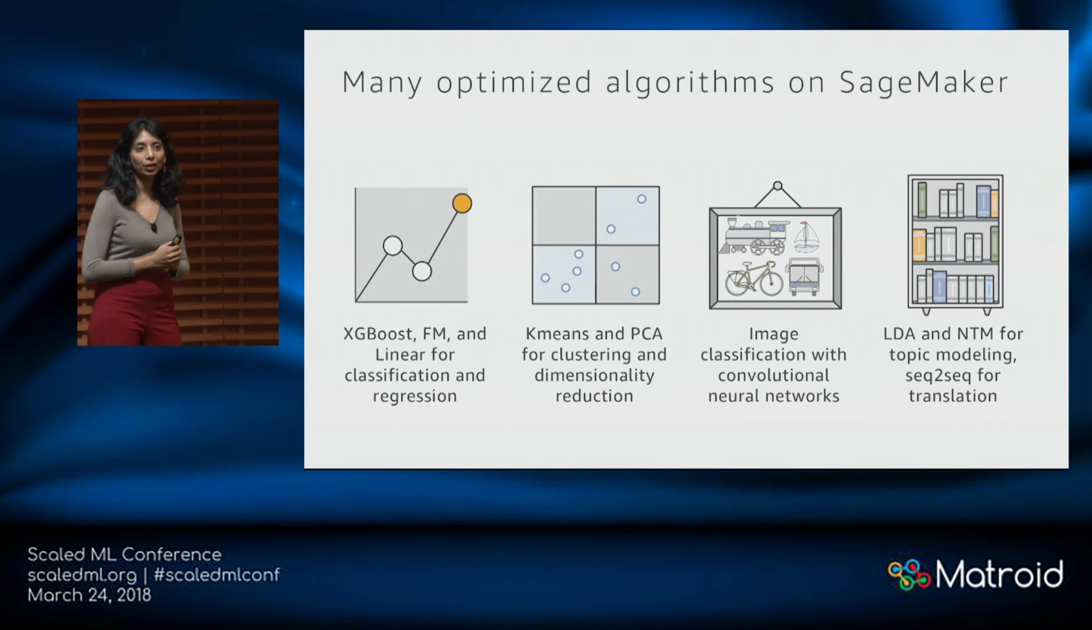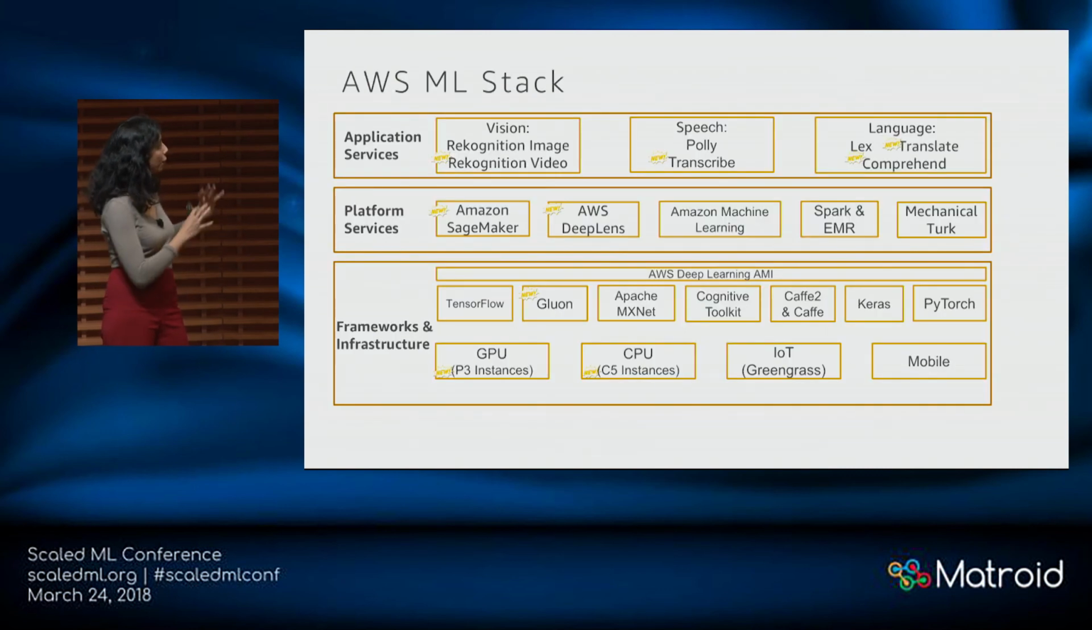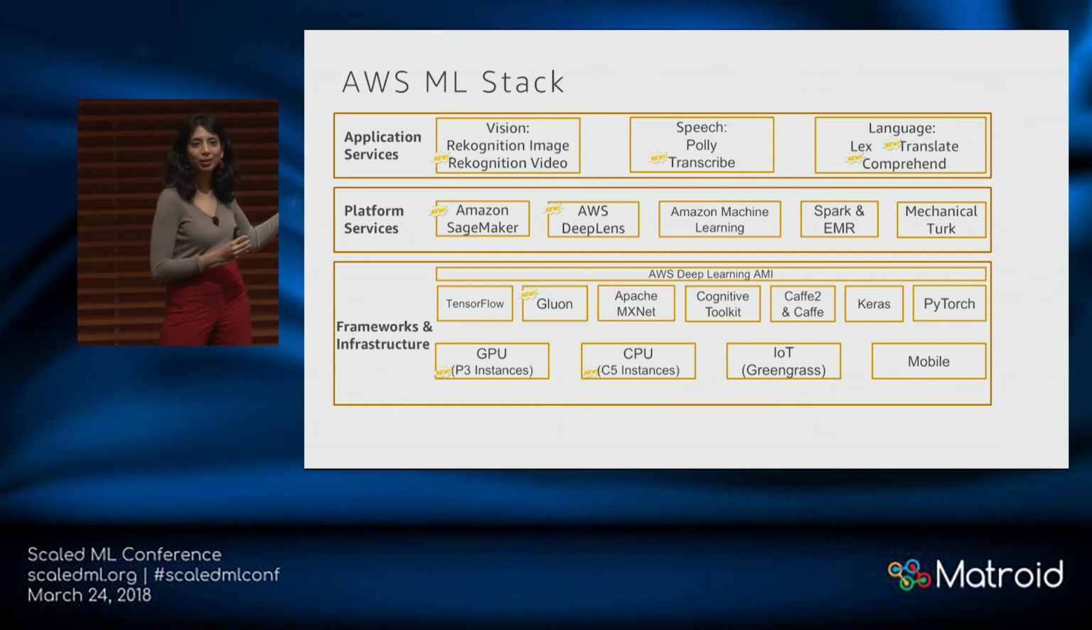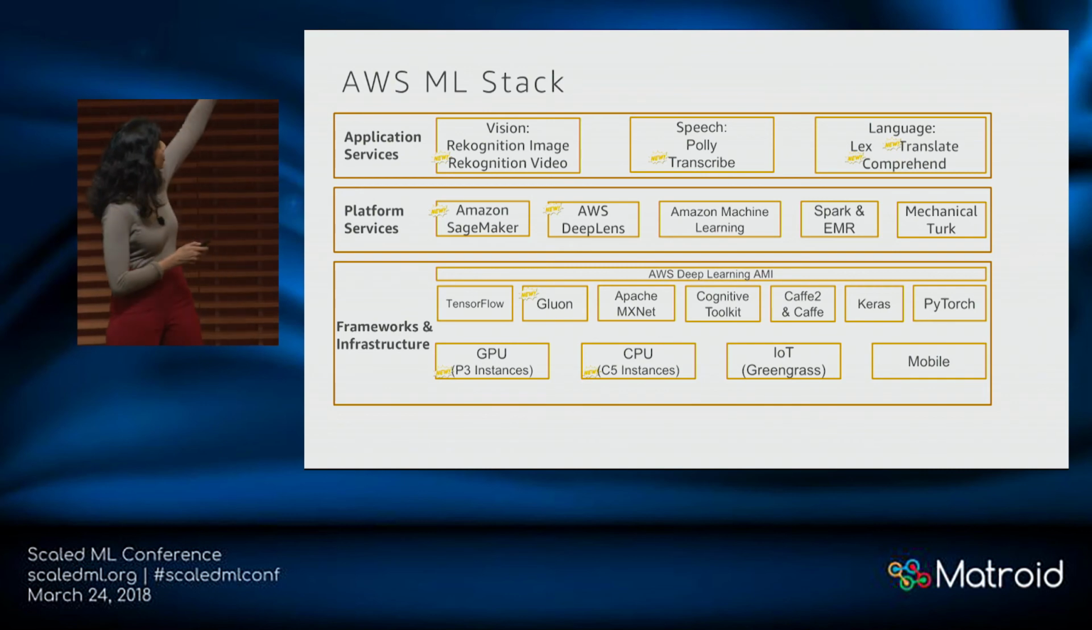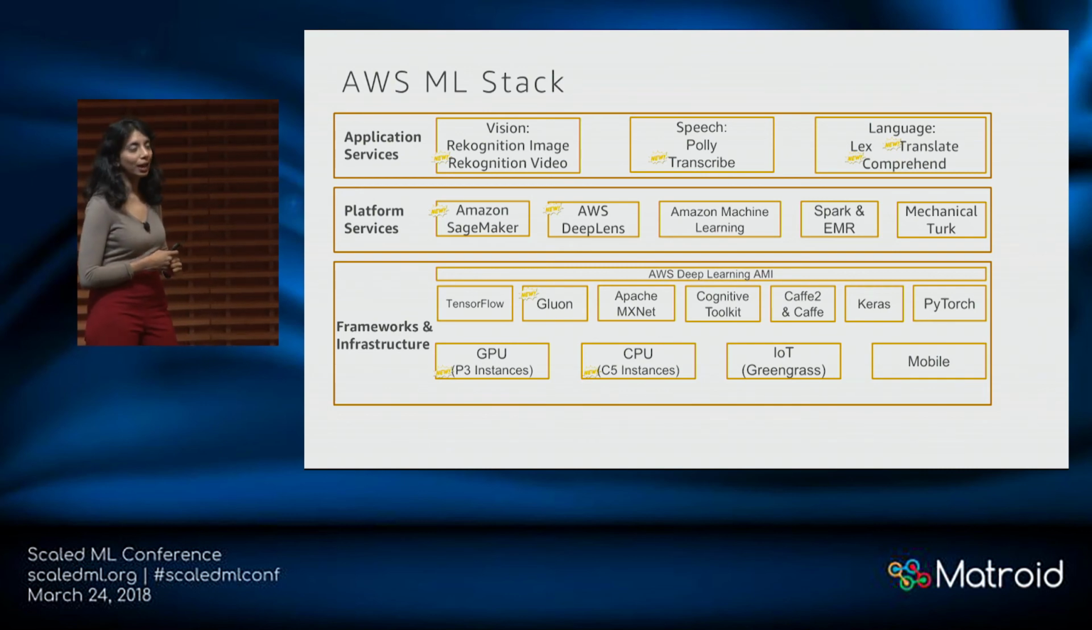And there are many other algorithms on SageMaker in addition to the latent Dirichlet allocation that I recently mentioned. And of course, there's the whole stack of machine learning solutions we have on AWS. SageMaker is the platform. There are a number of managed services for computer vision, speech, language, and there are a number of frameworks we support on AWS. And of course, we have different forms of instances you can use.